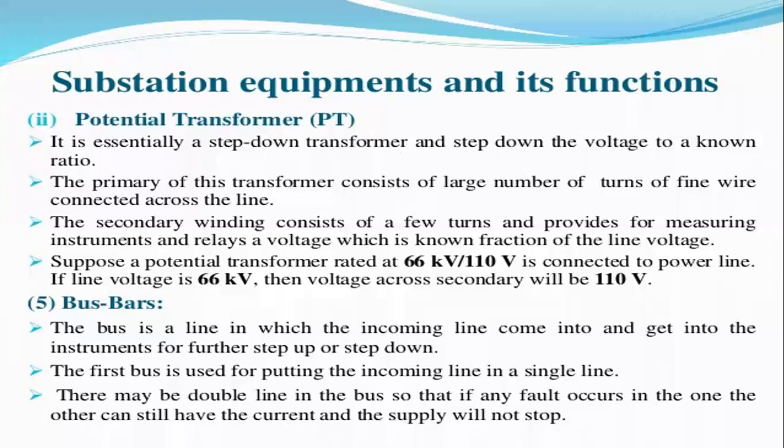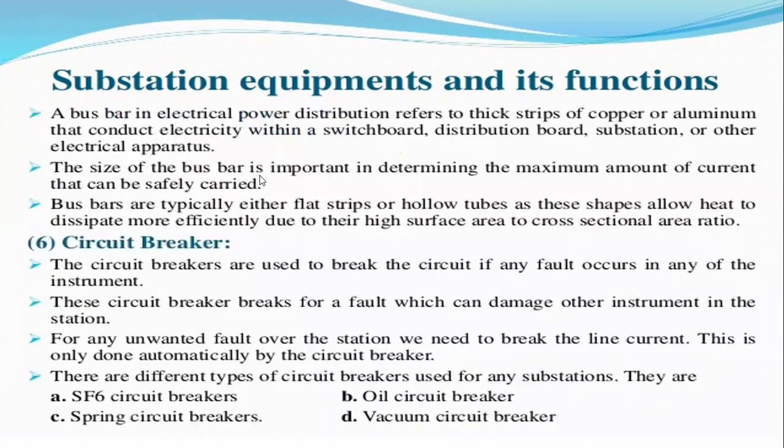These are double lines: one is the entering path and the other is the returning path. There may be double lines in the bus, so if a fault occurs in one of the lines, the other bus will be used for both the entering and the returning purpose. Both works will be shared by one bus bar only.